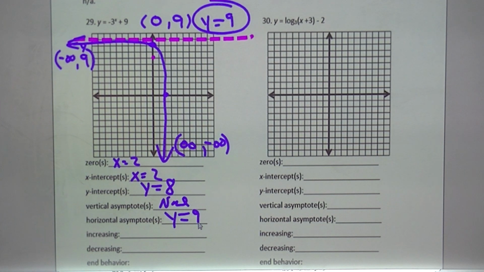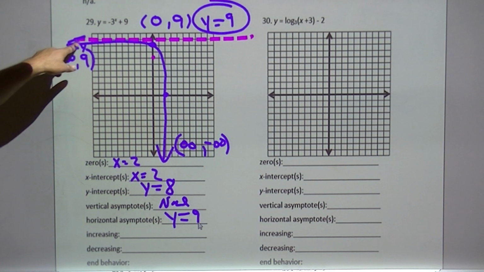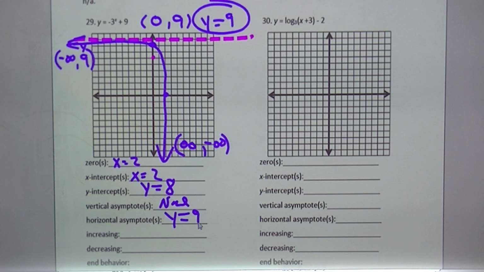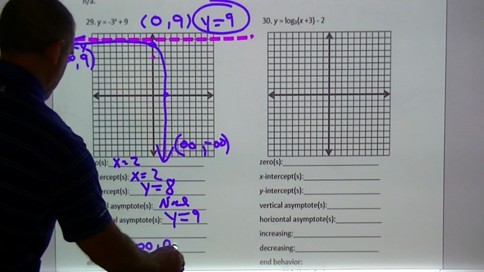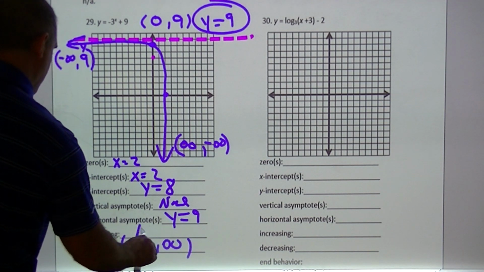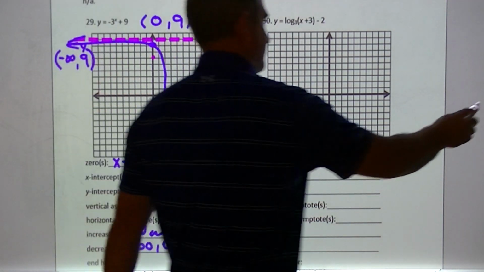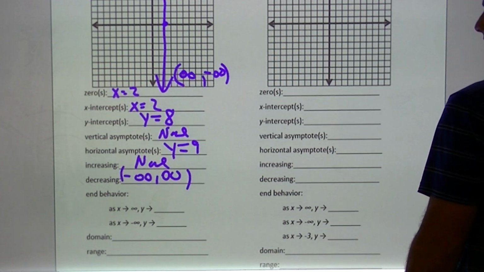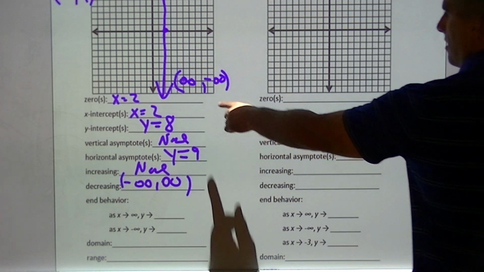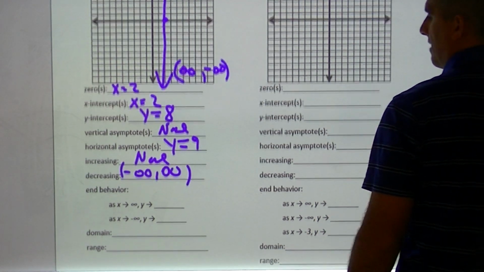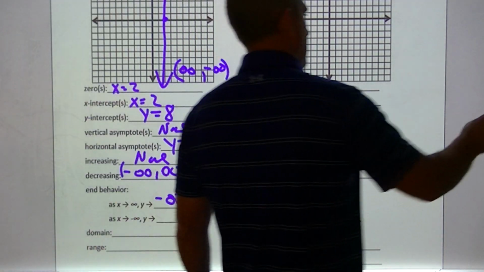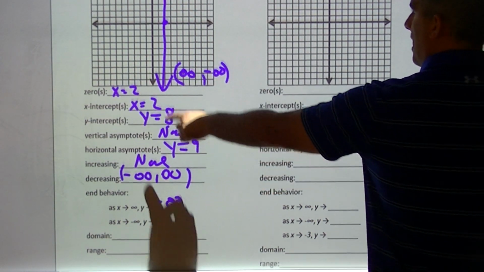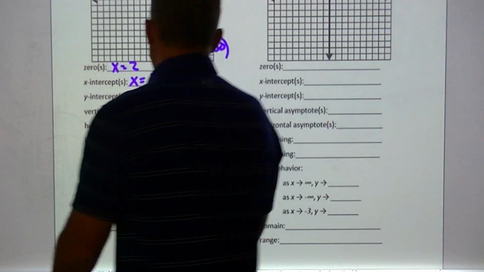Okay? Increasing, decreasing, still start from the left. This is decreasing the whole way from negative infinity to infinity. There is none of that. Now, as x approaches infinity, that's going to be negative infinity. As x approaches negative infinity, the answer will be 9.